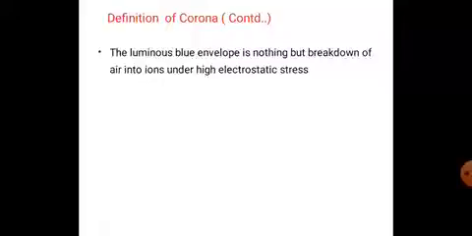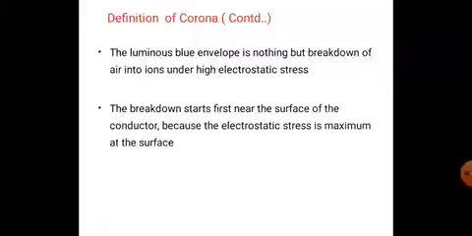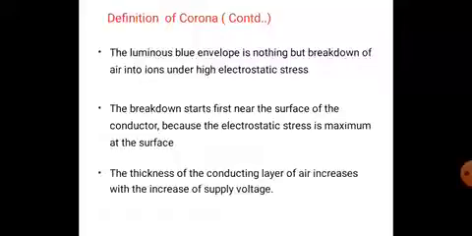The luminous blue envelope is nothing but breakdown of air into ions under high electrostatic stress. The breakdown starts first near the surface of the conductor, because the electrostatic stress is maximum at the surface. So at the surface only the breakdown will occur. The thickness of the conducting layer of air increases with the increase of the supply voltage.